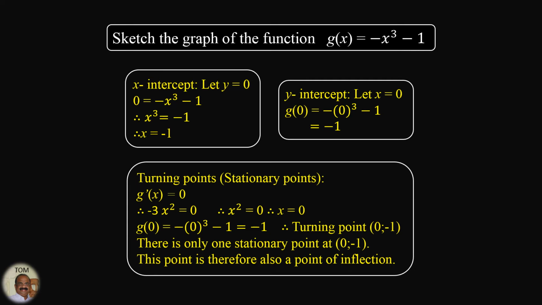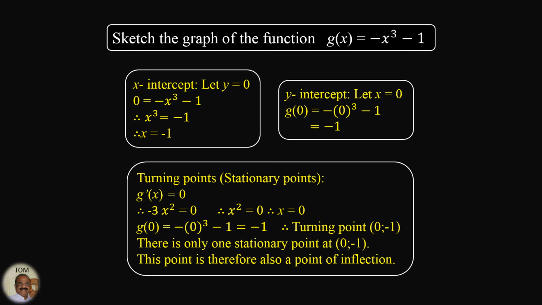g dash x equal to 0. Already we learned the method now. So we get the derivative minus 3x squared equal to 0. Therefore, x squared equal to 0, x equal to 0. Go for the y coordinate.